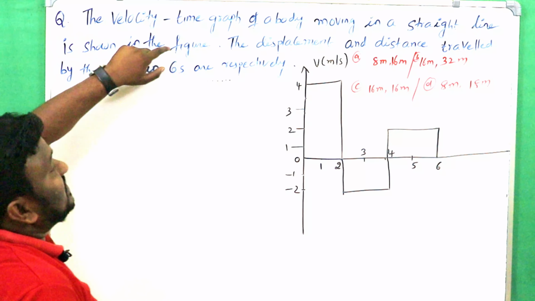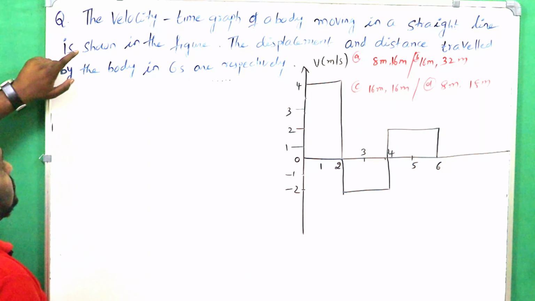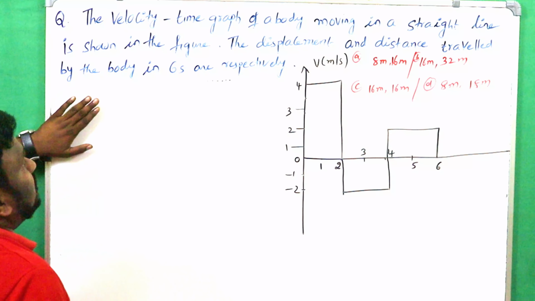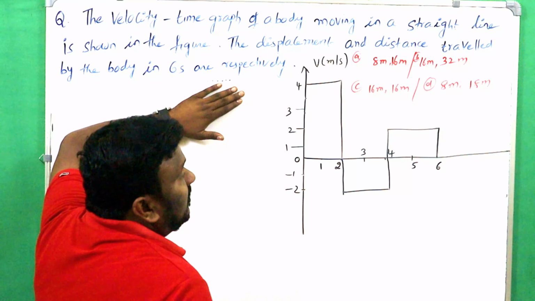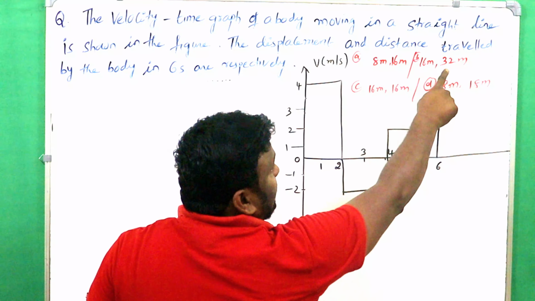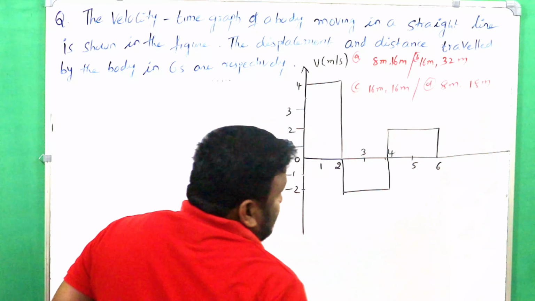The velocity time graph of a body moving in a straight line is shown in the figure. The displacement and distance traveled by the body in 6 seconds are respectively. Options are given: 8 meters, 16 meters; 16 meters, 32 meters; 16, 16; and 8 meters and 18 meters.